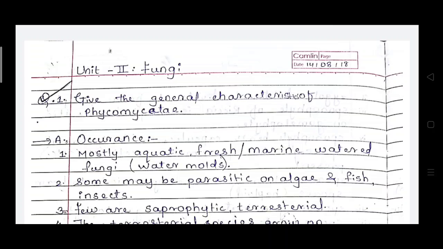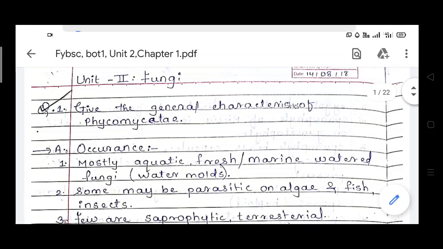So I hope all of you have understood this question 1 from unit 2, fungi.